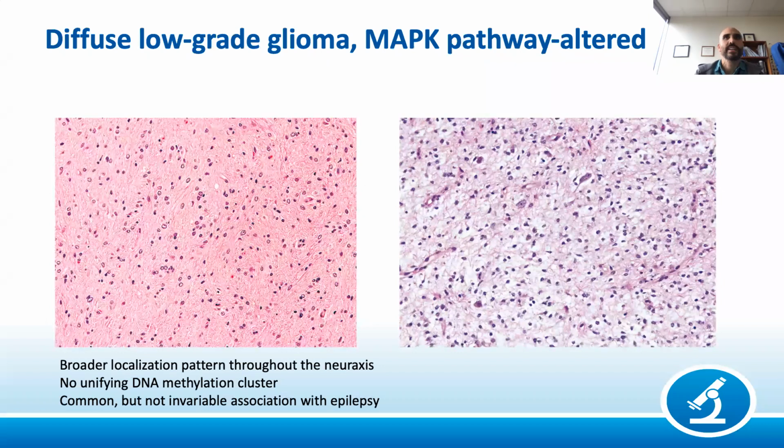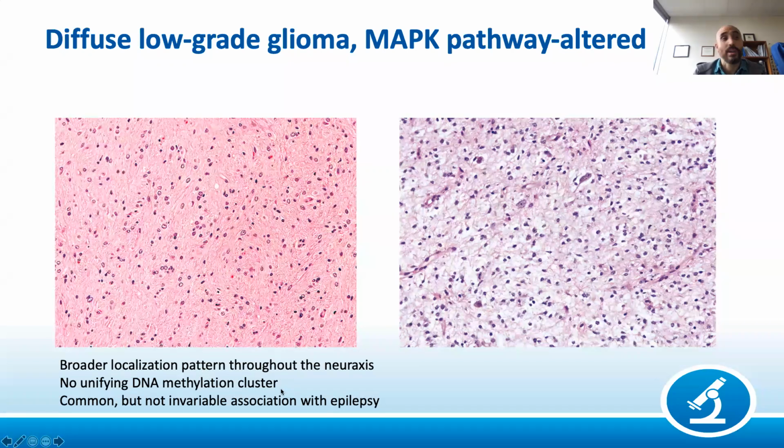Okay, so there's one more entity I want to talk about within the pediatric low-grade diffuse glioma group, and so similar to what the WHO did with high-grade gliomas, the rest of the low-grade gliomas that don't fit into the categories that I've described up until now, they've thrown into a single category called diffuse low-grade glioma, MAP kinase pathway altered. So these have a broader localization pattern throughout the neuraxis. They can have both astrocytic and oligodendroglial morphological features.